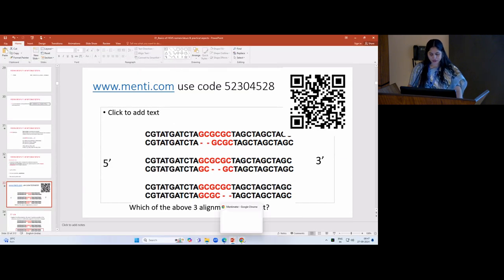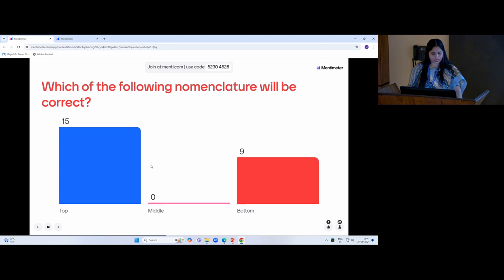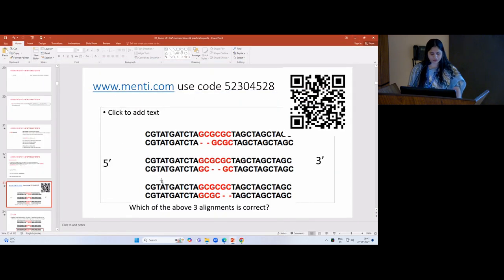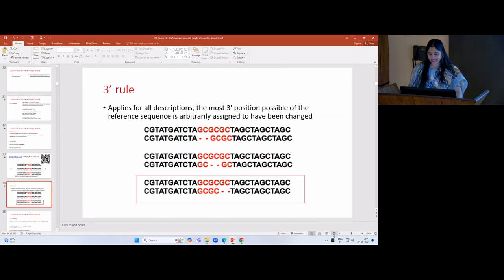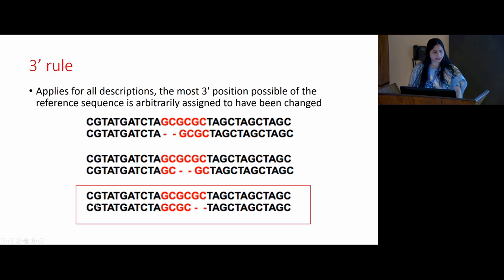Okay, so we'll see. Most of the people have answered top, and some people have answered, and the next majority is bottom, of course. So the correct answer is the last sequence. Why so? Because from 5' to 3', whenever two nucleotides are deleted or any change is happening and resulting in the same change, there is a rule called the 3' rule, where we presume that the change has happened at the 3' end.